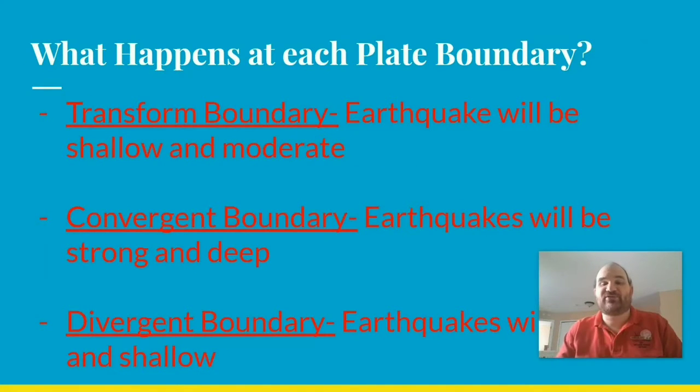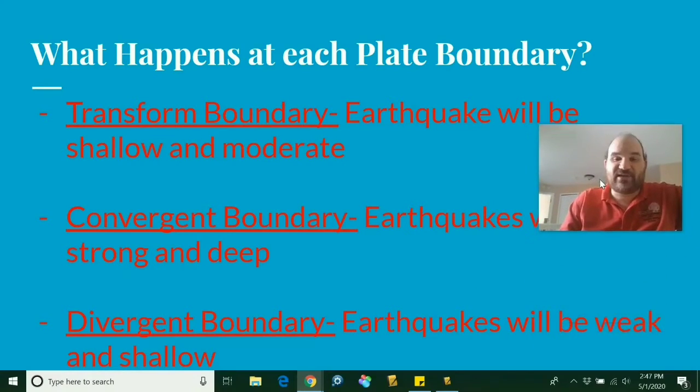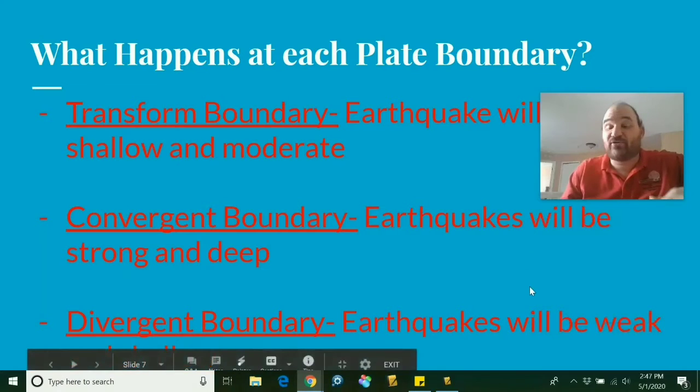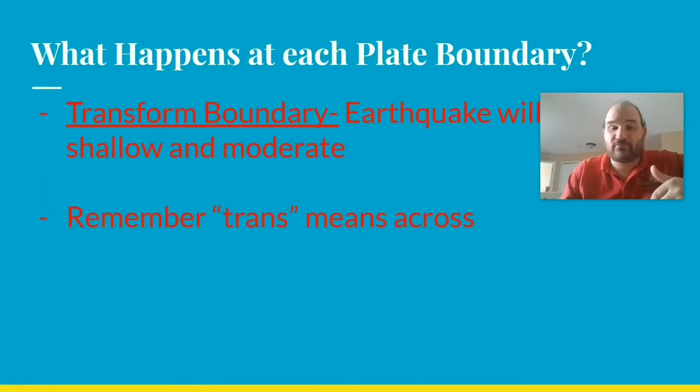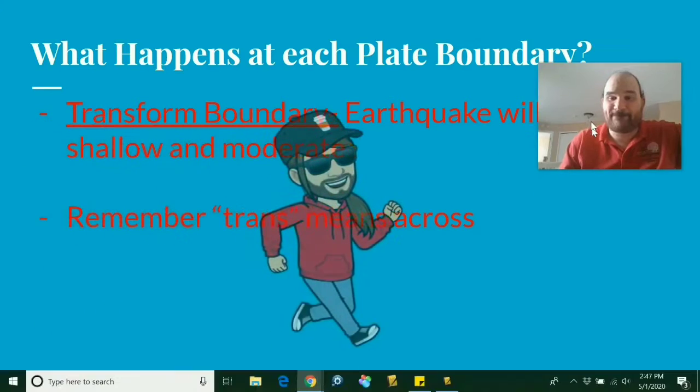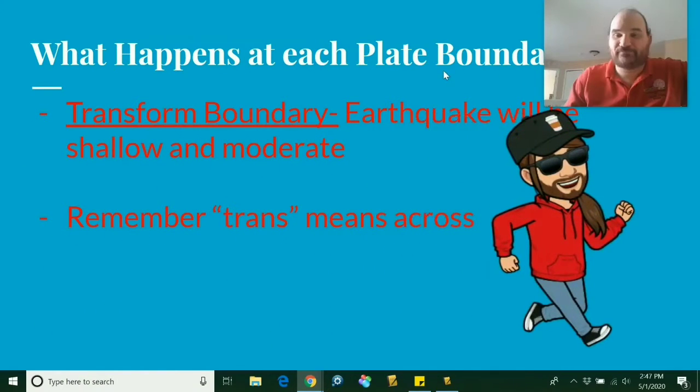Okay, so as I just mentioned, those boundaries, we've got the transform, earthquakes will be shallow and moderate. The convergent, earthquakes will be strong and deep. And the divergent, earthquakes will be weak and shallow. So let's take a look at what those examples look like. Transform, remember trans means across. Should be somebody running across. There he goes. So he comes running across because transform boundary means it moves across. That's our, like this, side by side.